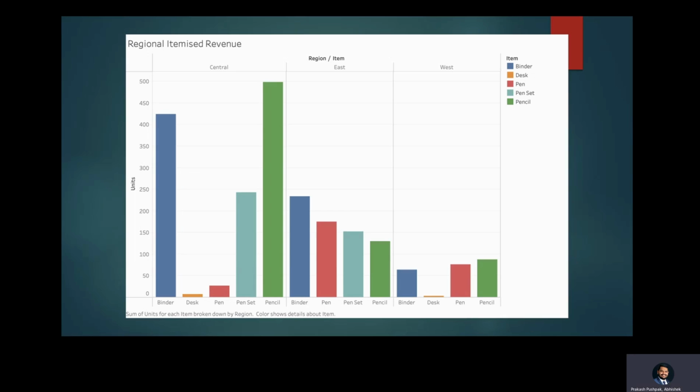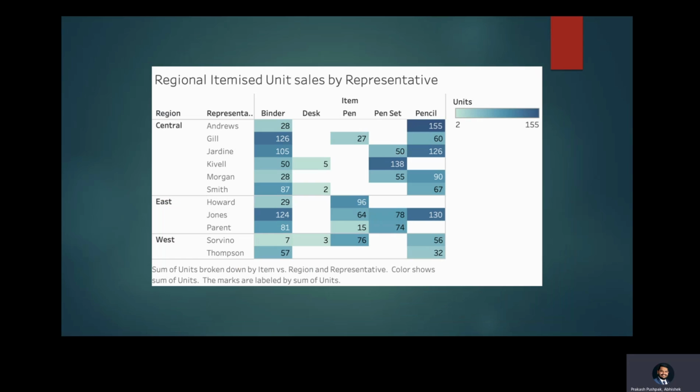Here we are able to see the regional itemized revenue. So what is the total revenue by each product? We can see again the number of units sold versus revenue: the pencil is the highest revenue generator in central. Again, binder is the highest revenue generator in the east region, and pencil is the highest revenue generator in the west region.